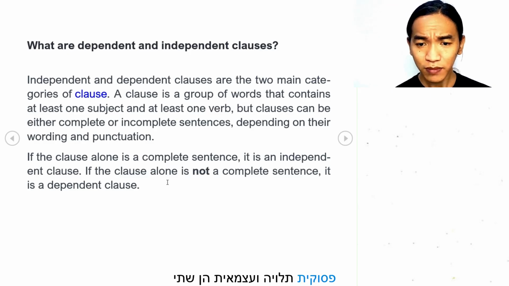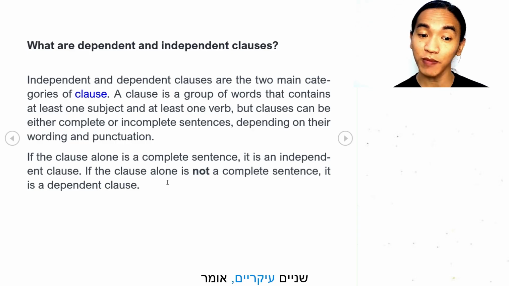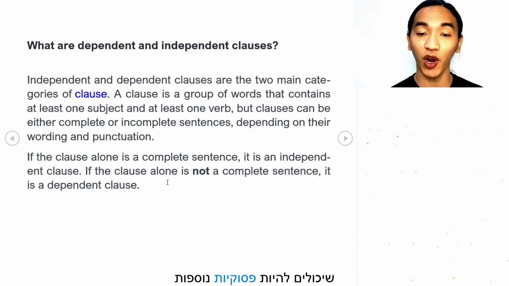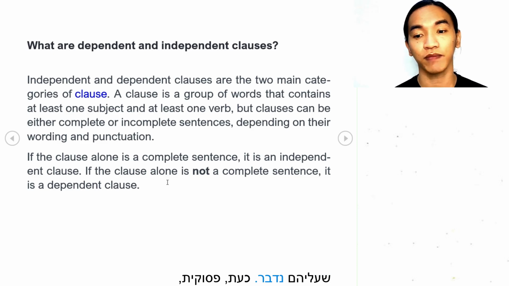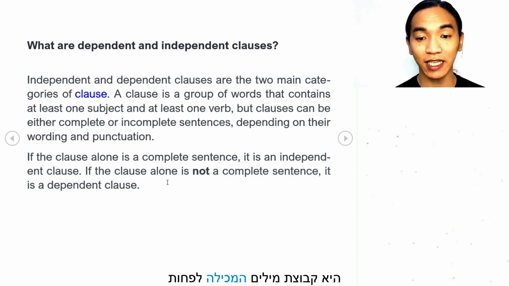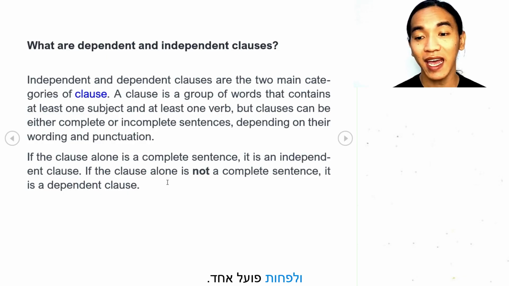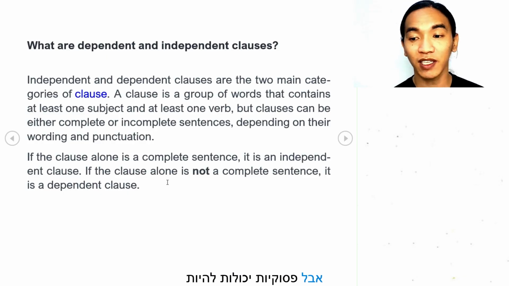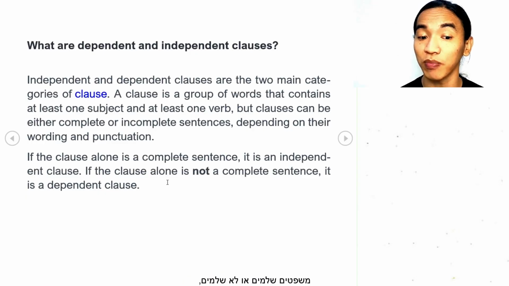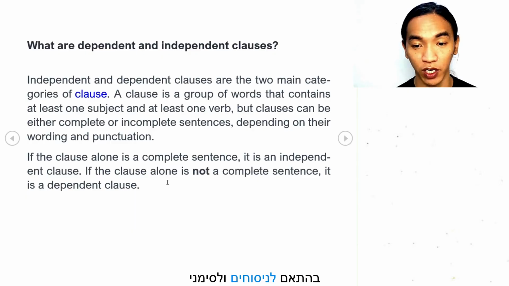Independent and dependent clauses are the two main categories of clause. It means two main, there could be more clauses that we will be talking about. Now, a clause, as a review, is a group of words that contains at least one subject and at least one verb. But clauses can be either complete or incomplete sentences, depending on their wording and punctuation.